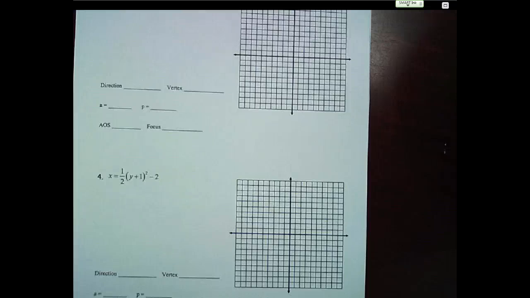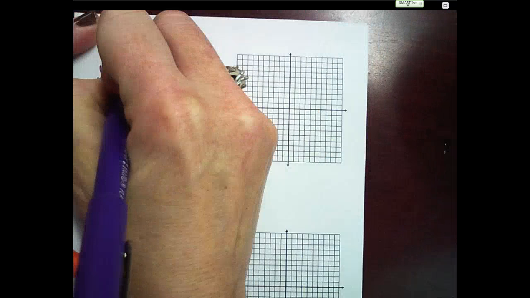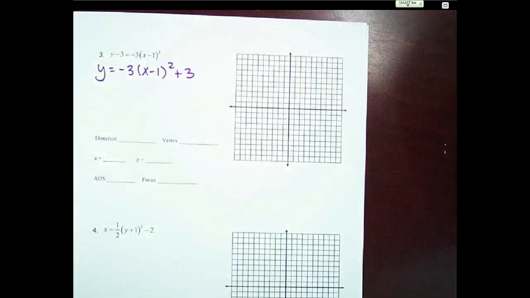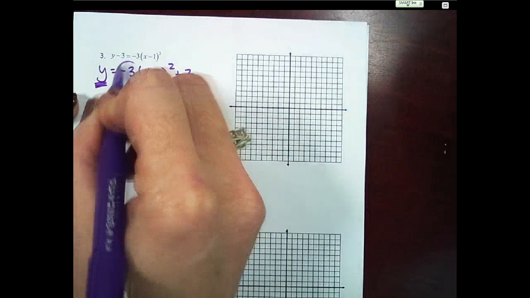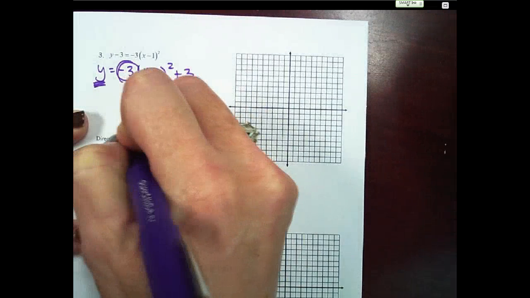What's wrong with this one just by looking at it right now? We need to move the what over? Yeah, move the 3 over. So we're going to rewrite this as y equals -3 times x minus 1 squared plus 3. Move the 3 over. Okay, it's a y equals and a negative 3. So y equals is just a regular parabola, up and down. And if it's negative, which way is it gonna open? Which way? Down. Down, thank you.